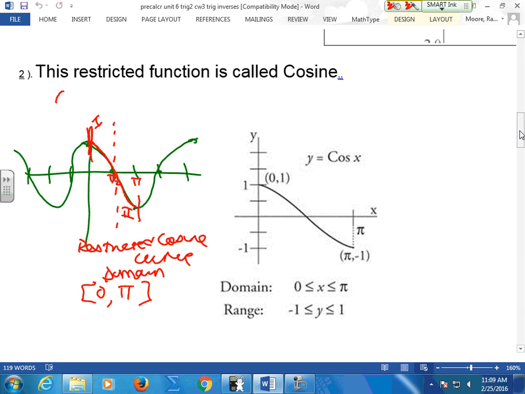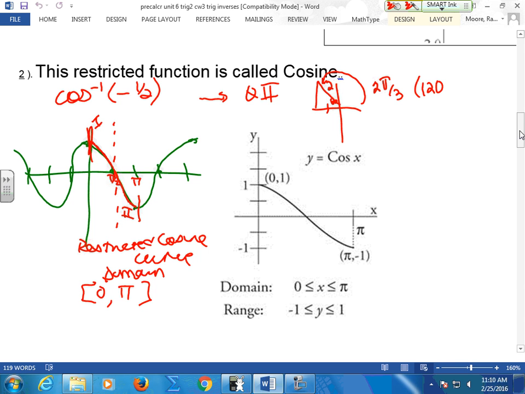If I say to you, find me a restricted angle whose cosine is negative 1/2, what quadrant will this be in? Quadrant 2. So I will drop a triangle in quadrant 2. I will label my x over my r. There's my 60. So this is a pi over 3. So if I chart this angle, that will be 2 pi over 3, or 120 degrees.